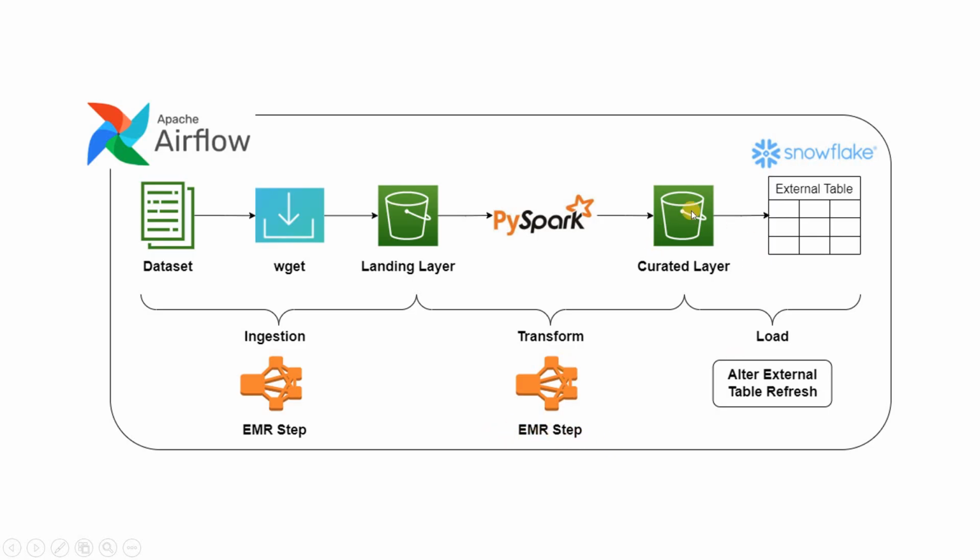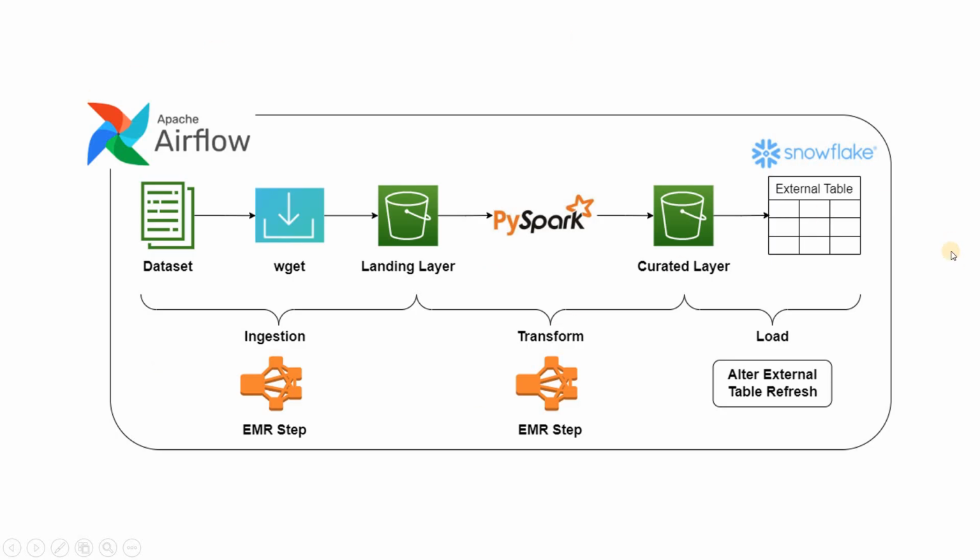Okay. And as part of the load stage in the ETL pipeline, we will load the data from the curated layer into a Snowflake external table. Basically, we need to execute the alter external table refresh command, and that way the data will be loaded in the Snowflake external table, which is pointing to that particular folder in the S3 bucket, the curated layer. Okay. We just need to execute the alter external table refresh command. So this is the overall pipeline.